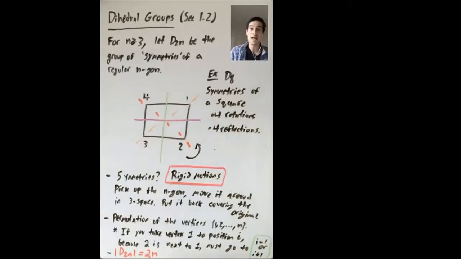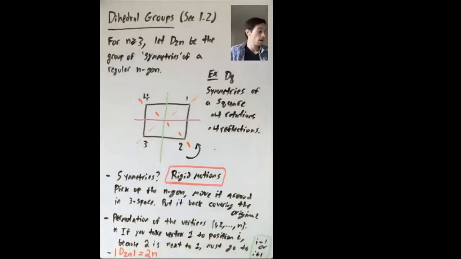And in this way, you can see the order of D_2n is 2n. Why is that? Because there are n choices for where you send the vertex 1. And then once you've made a choice, there are 2 places left that you could send 2. But once you send 1 somewhere and you choose an option for 2, everything else is fixed.